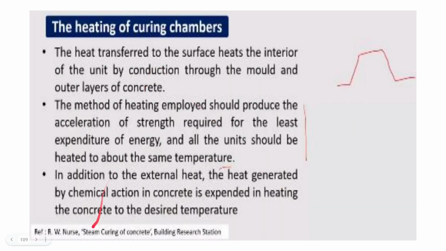The heating of curing chambers, let us study this. The heat transferred to the surface heats the interior of the unit by conduction through the mold and outer layers of concrete. The method of heating employed should produce the acceleration of strength required for the least expenditure of energy, and all the units should be heated to about the same temperature. In addition to the external heat, the heat generated by chemical action in concrete is expended in heating the concrete to the desired temperature.